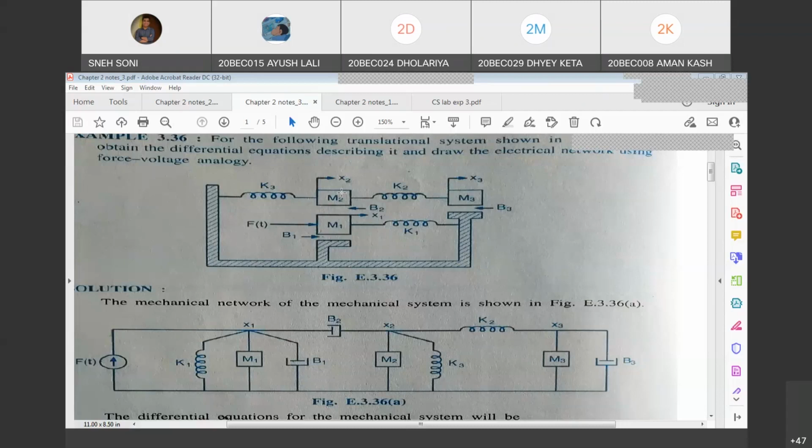Okay, fine. Now how can we write the equation of M2? Please, you try. I want someone to speak. How will you write the equation of M2?